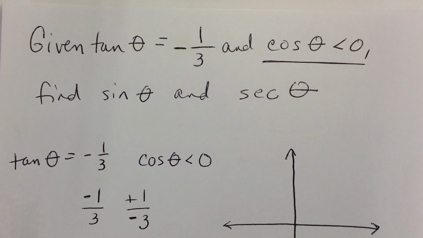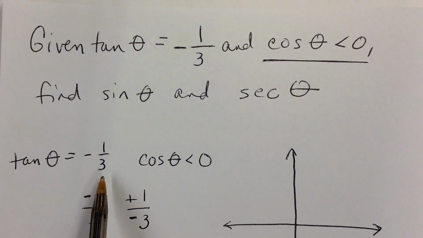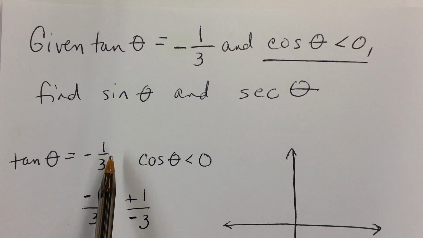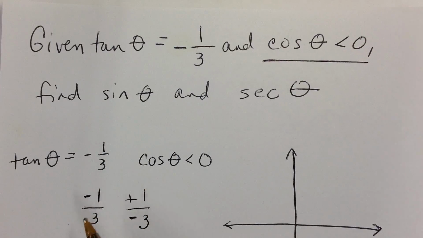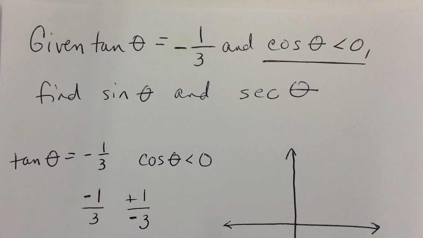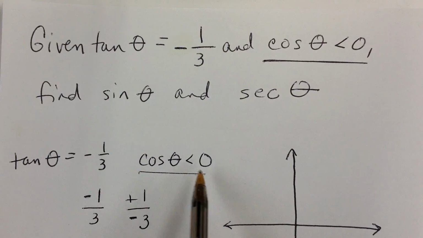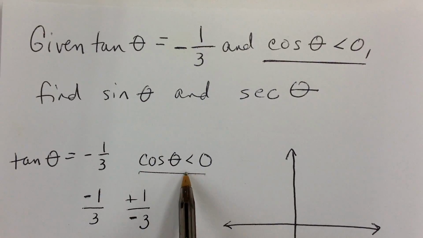Given tangent theta is negative 1/3 and cosine theta is less than 0, let's find sine of theta and secant of theta. Tangent of theta is negative 1/3. When you're given a fraction that's negative, you don't know if the negative is in the numerator or in the denominator. That would determine which quadrant you're in. That's the reason why they tell you that cosine is less than 0.